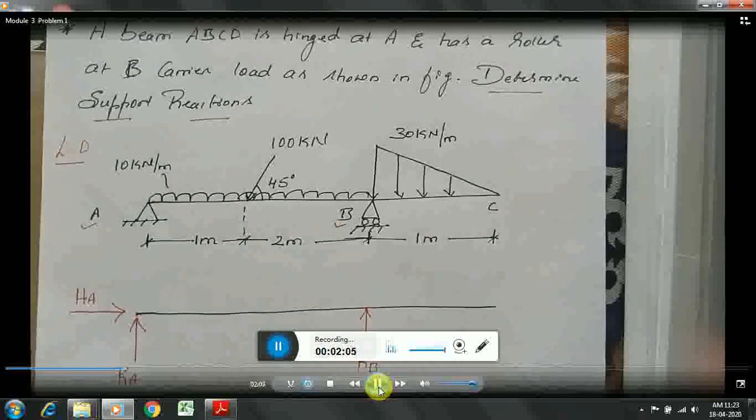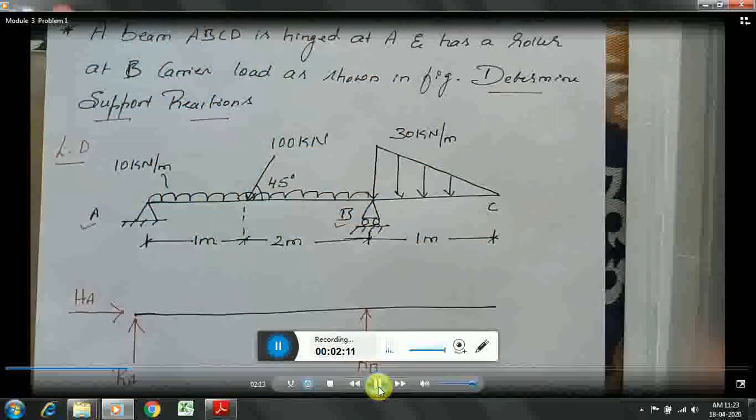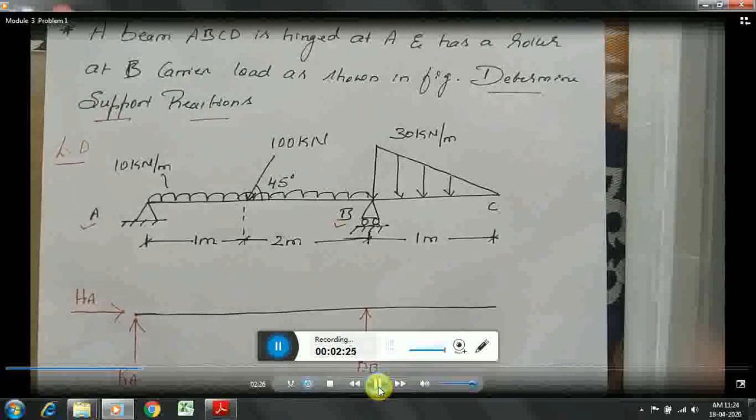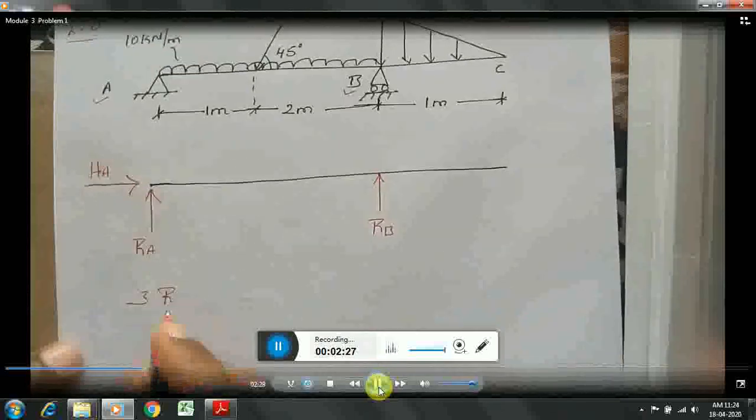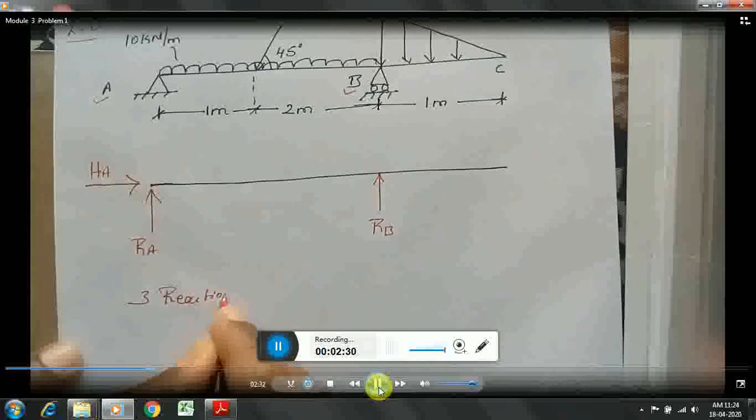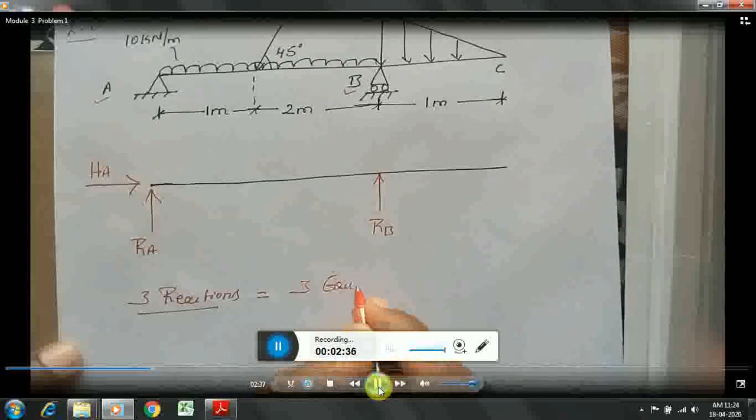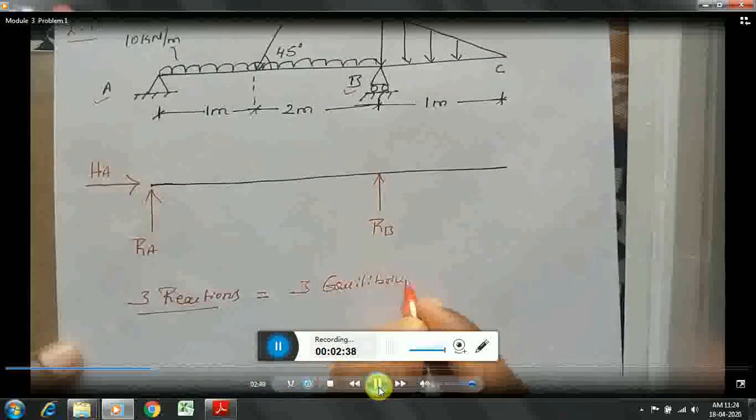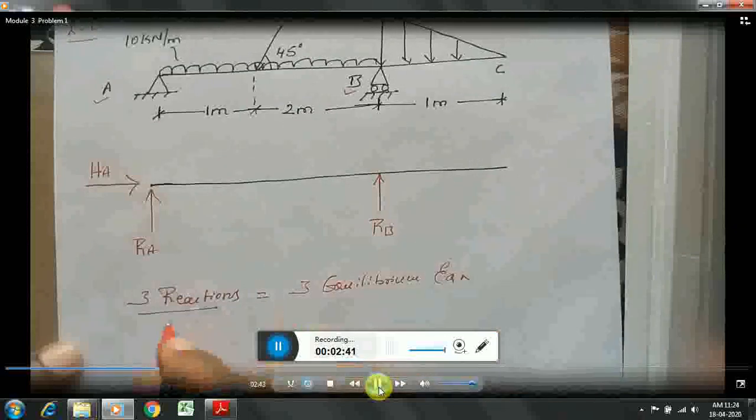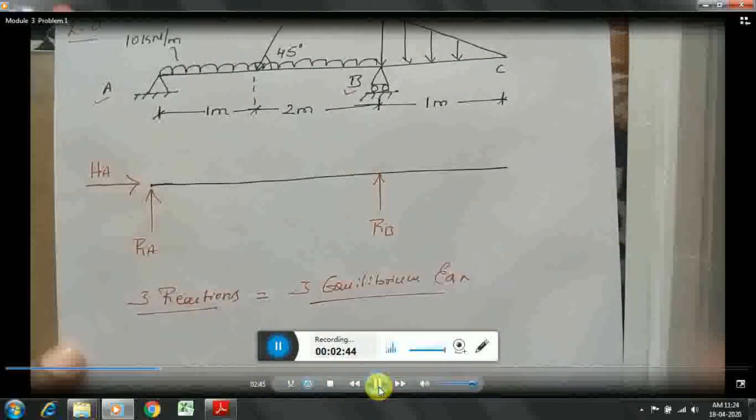This is a very important component of this chapter: first, finding out the reactions. Now this beam has three reactions, RA, HA and RB. Only three reactions are there and I have three equilibrium equations. So I have three reactions equal to three equilibrium equations, so it is a statically determinate structure.